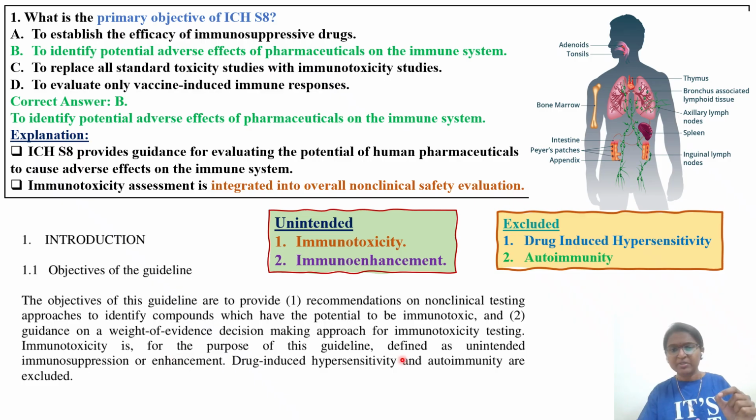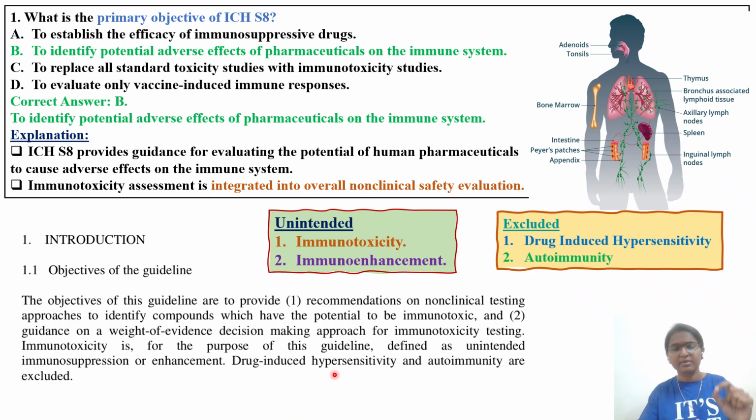Immunotoxicity is, for the purpose of the guideline, defined as unintended immunosuppression and immunoenhancement. So this is very important; you have to keep it in your mind. Unintended. Intentional is with immunosuppressant drugs. But if a newly developed drug is causing immunosuppression or immunoenhancement, it should be unintended.